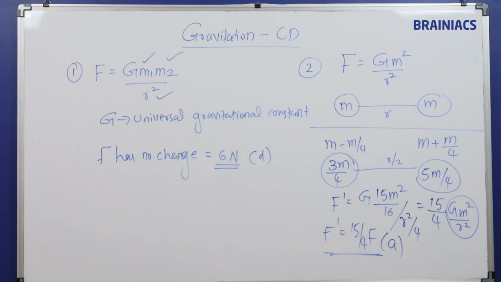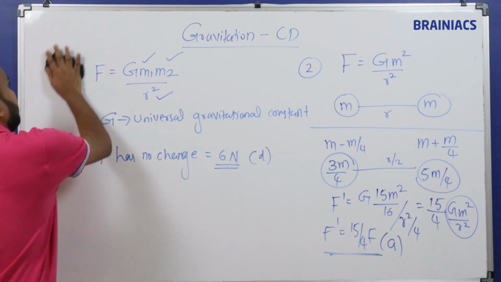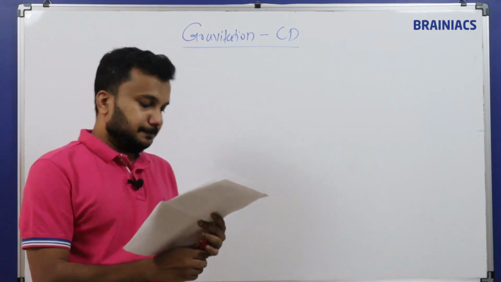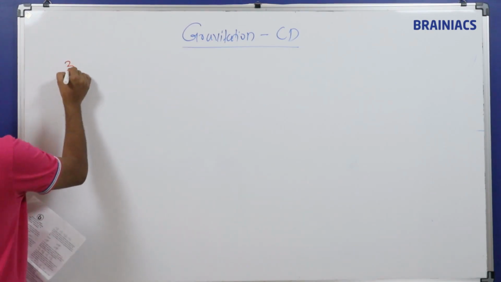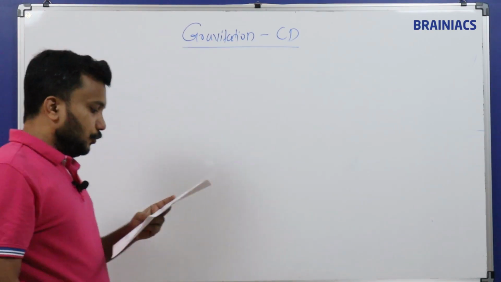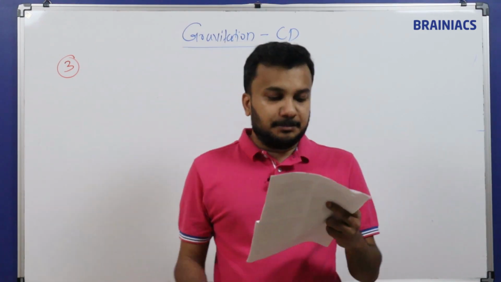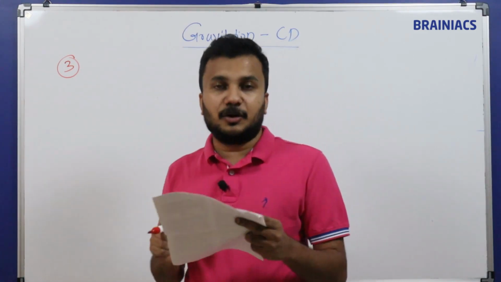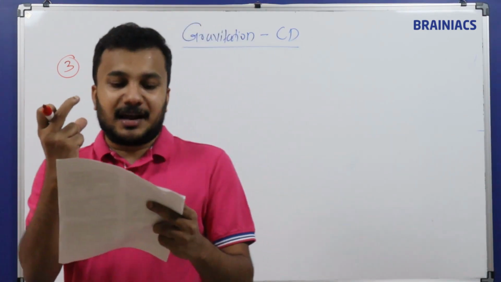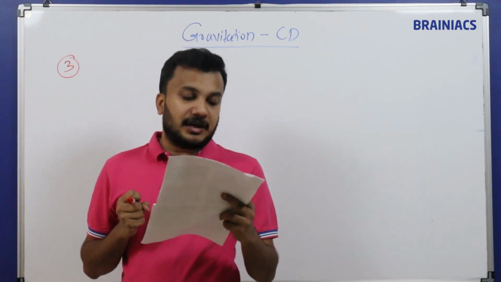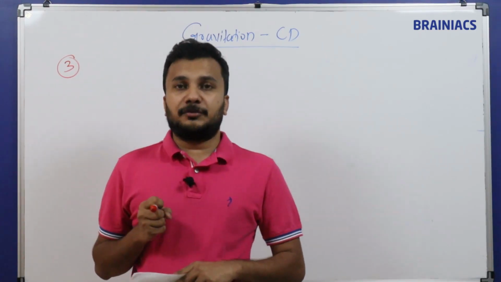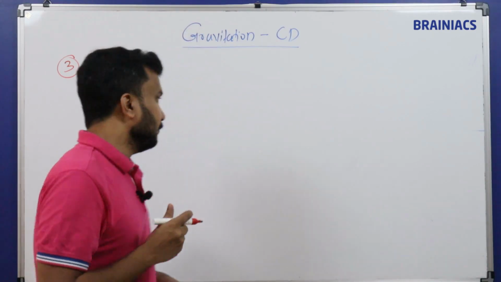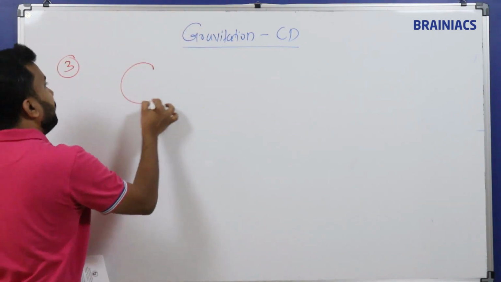Fine. So let's move to the next question, the third one. Question number 3: two particles of masses m each are moving in a circle of radius r under the action of their mutual gravitational attraction. The time period of each particle is. So two particles are moving over a circle.